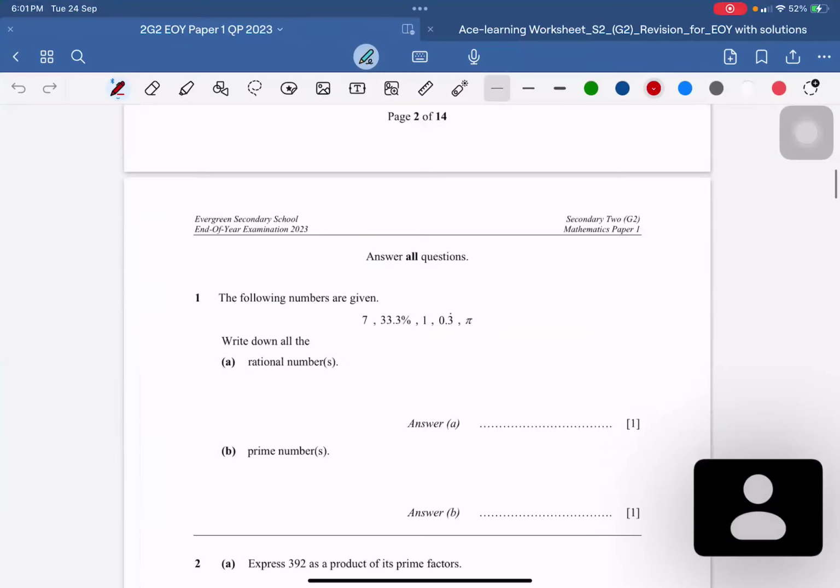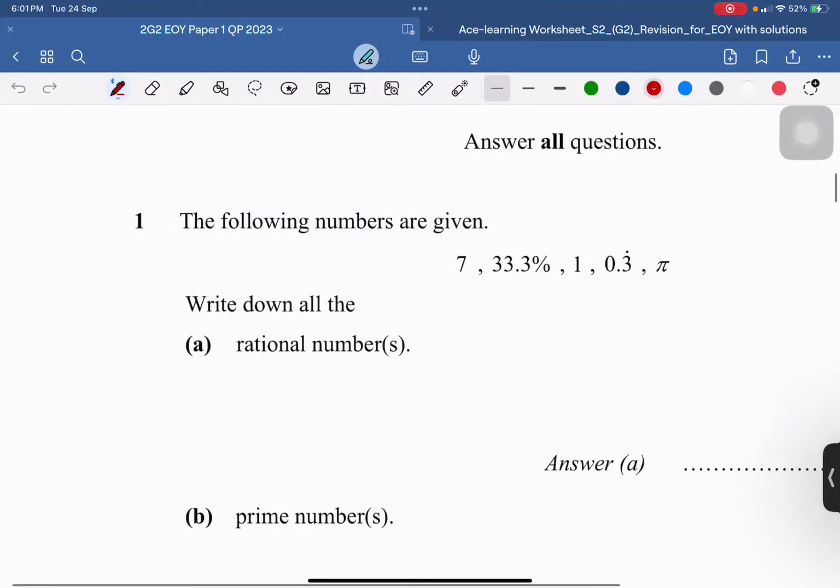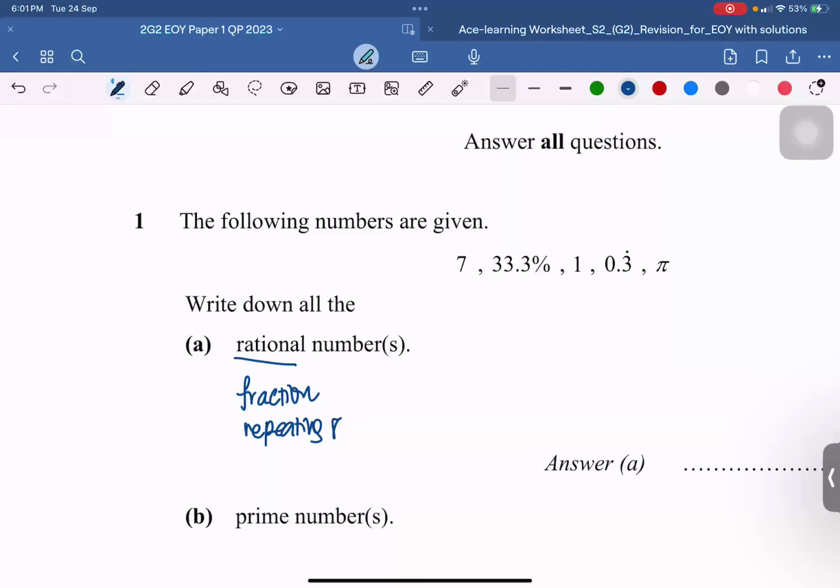Okay, we go through some of the questions from 2023 paper 1. What is a rational number? This one I went through before already. A rational number can be written as a fraction. Rational number means the number can be a fraction, or it can have a repeating pattern, or the number stops and ends. So these are called rational.